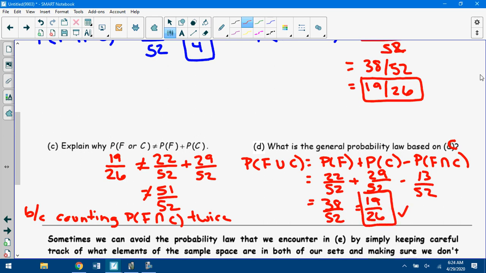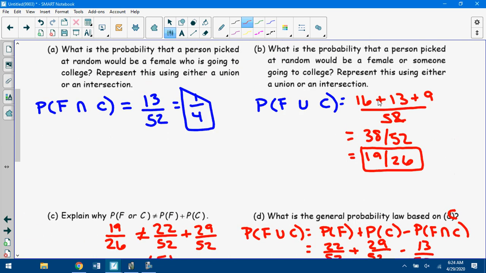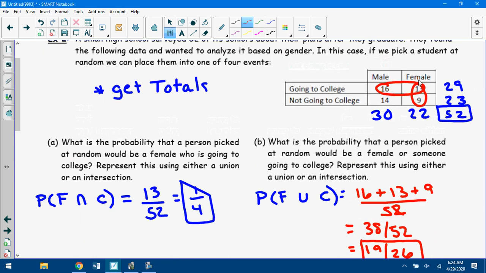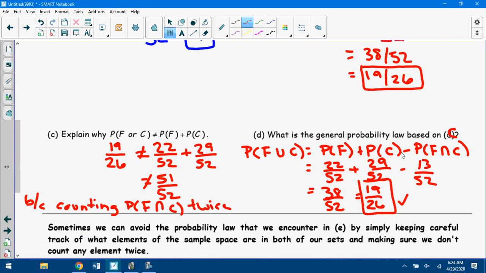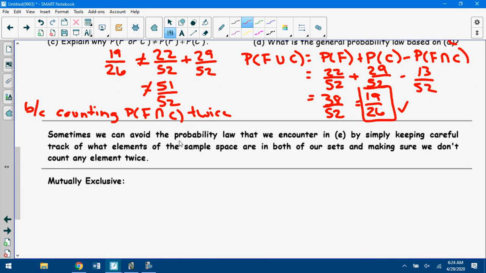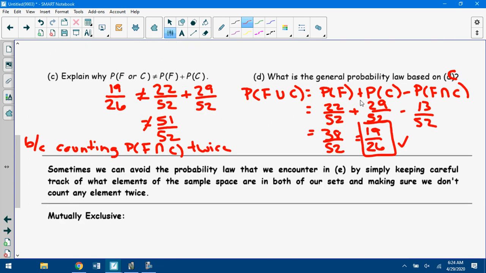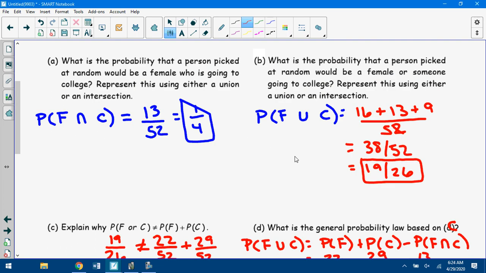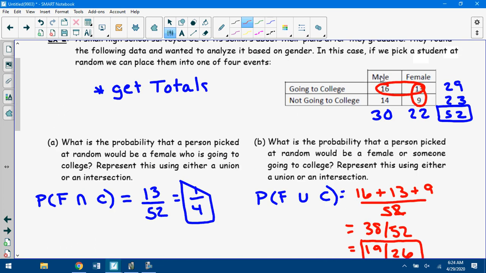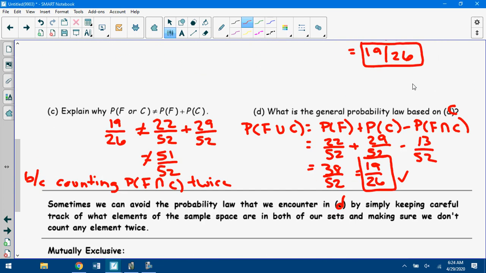Okay, so this is just to show you the formula works. If you remember to subtract the overlap, and just looking at the table and counting the numbers you need once works. Same answer. Sometimes we can avoid that law that we just did in this last part here, in part D, by simply keeping careful track of what elements are in the sample space and making sure we don't count any element twice. That's what I just meant by using the table, making sure we don't overcount that 13.